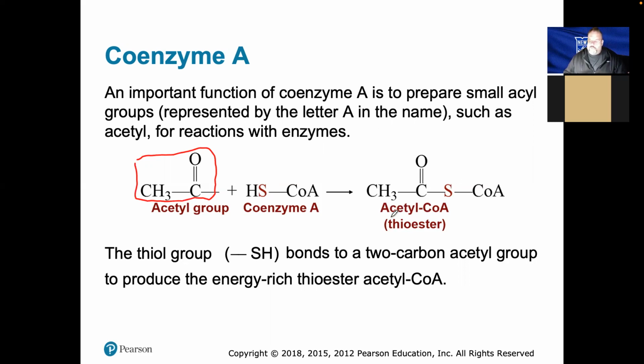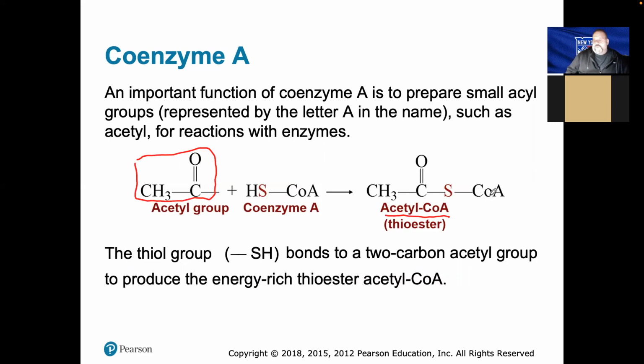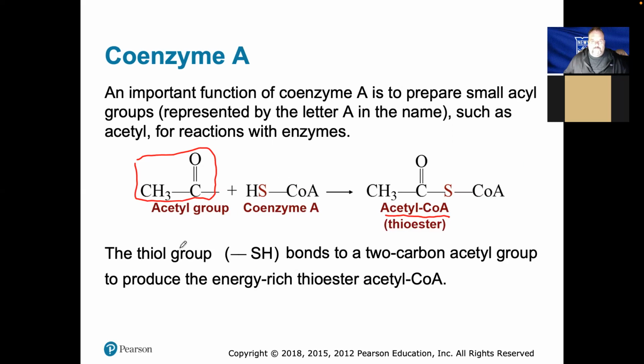And this structure, which we saw earlier in our discussions of the metabolism process, is acetyl coenzyme A. The sulfur of the thiol group would have this entire structure linked to it as well. Notice they just call it CoA because they don't want to draw that entire structure out, but that's really what you would have: the sulfur, and then the entire rest of the structure. So the thiol group SH bonds to a 2-carbon acetyl group to produce the energy-rich thioester, acetyl coenzyme A.